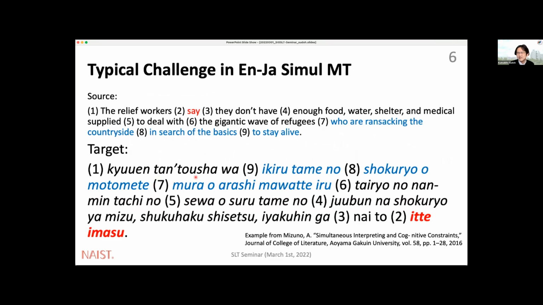This is an example translation of the sentence. As you can see, the order of the phrases is completely opposite from the original English sentence, except for the subject, phrase number 1. In the English sentence, the phrase to say is translated in the last phrase on the Japanese side. This kind of phenomenon happens so frequently in English to Japanese translation, and we have serious difficulty translating it, especially in the simultaneous condition.